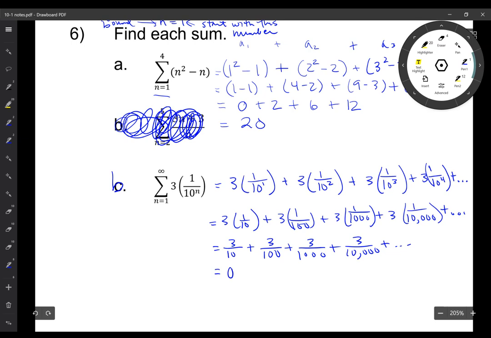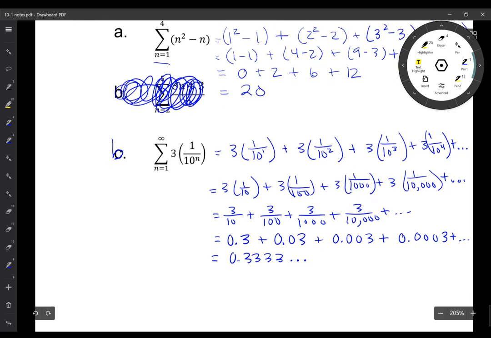So if I have 3/10, that's 0.3, that's my tenths place. 3/100ths would be 0.03, that's in my hundredths place. The next one would be 0.003. So hopefully you can kind of see where this is going. And then 10,000ths, so that would be 3 zeros and then a 3. So I think we can agree this is going to be 0. When I add them together, 3, 3, 3, 3. And that means it's going to equal 1/3.